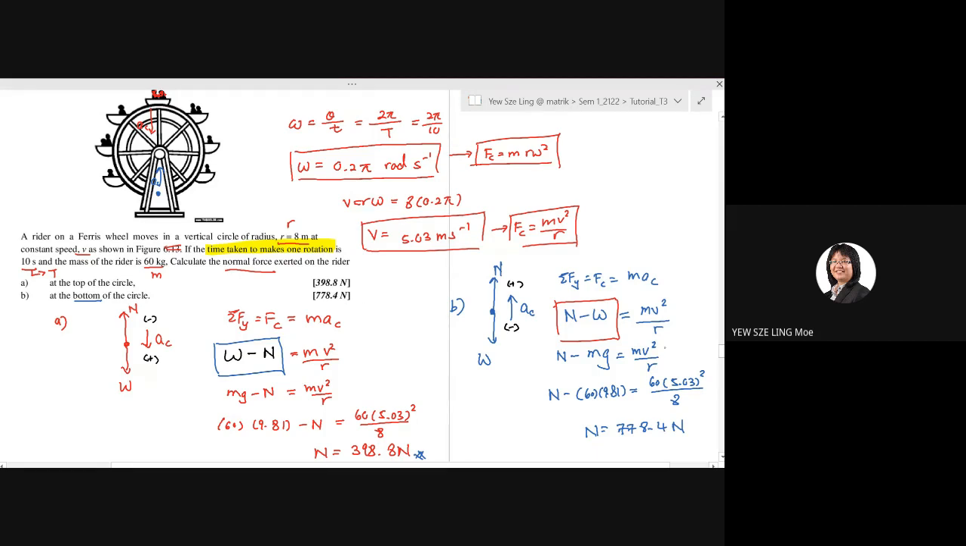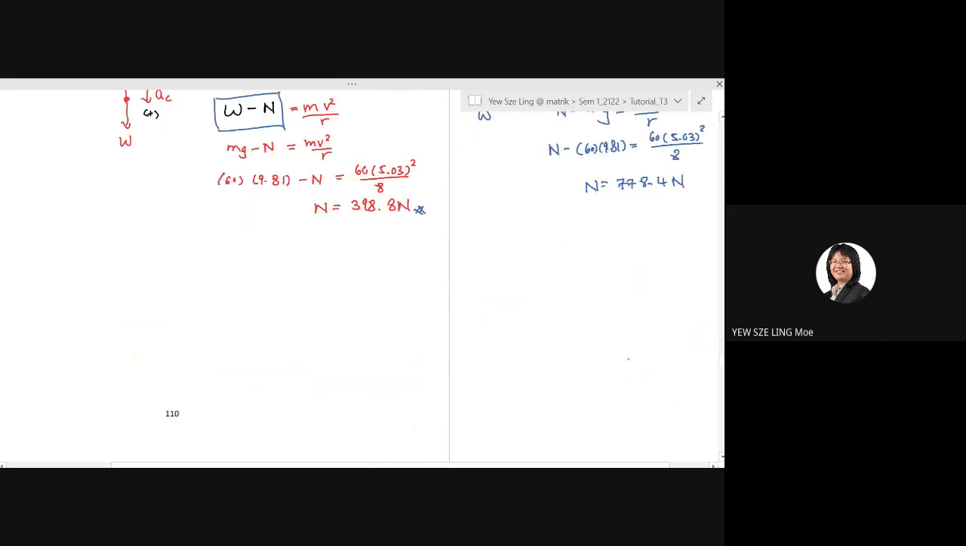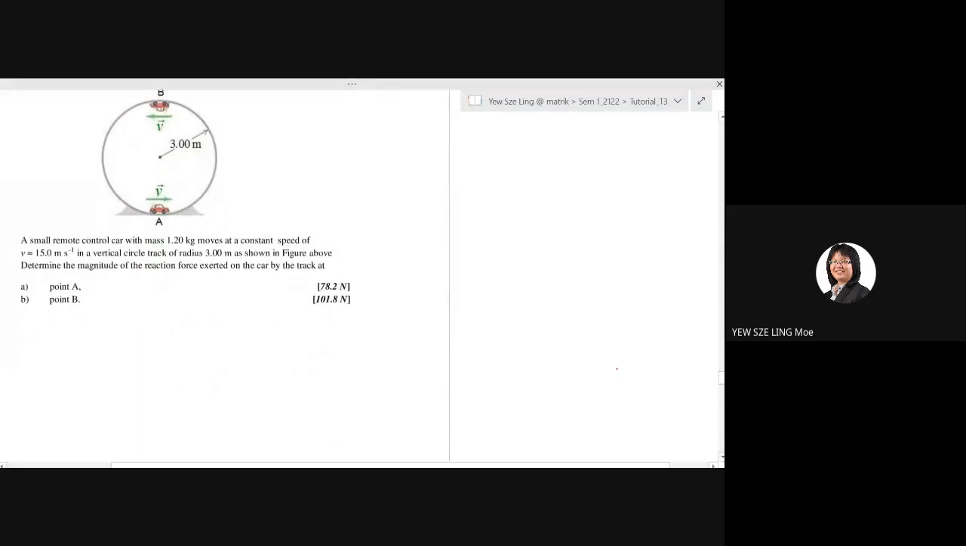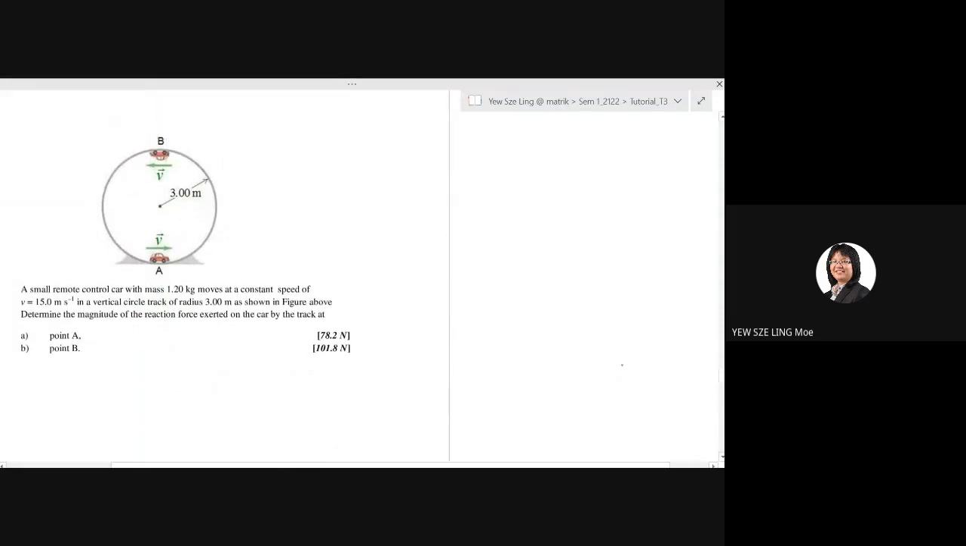Okay. So next question. The next question is very similar to this question, but now you try to observe the diagram. You try to look at the diagram. Where is the object? The object is now inside the circle rather than outside the circle. So a small remote control car with mass 1.2 kg, so you have m, moves at a constant speed v. Now you have v equals 15. The radius of the track is 3 meters as shown in the figure.